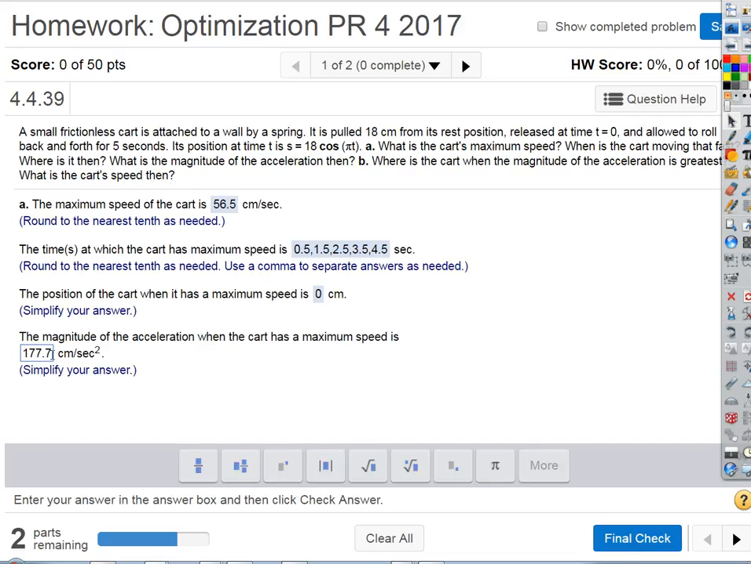B, first time acceleration, magnitude of acceleration. What? You need to put in the maximum values, zeros? So are you getting this acceleration at 0 centimeters per second squared? Oh, hang on. I know what we did wrong. It's not wanting the maximum acceleration. I didn't even read the question. It wants the magnitude of the acceleration when the cart has maximum speed. Well, when does the cart have maximum speed?